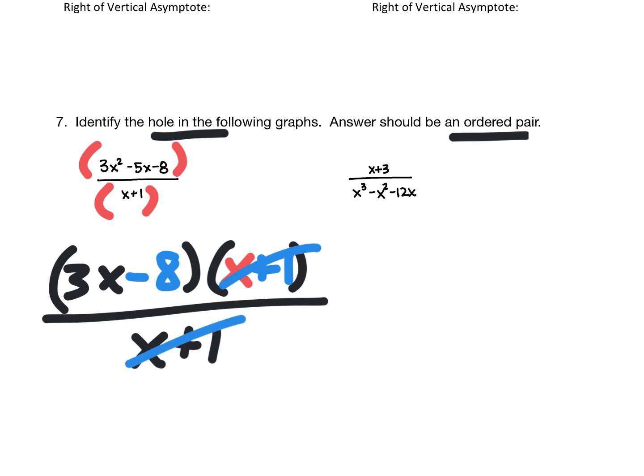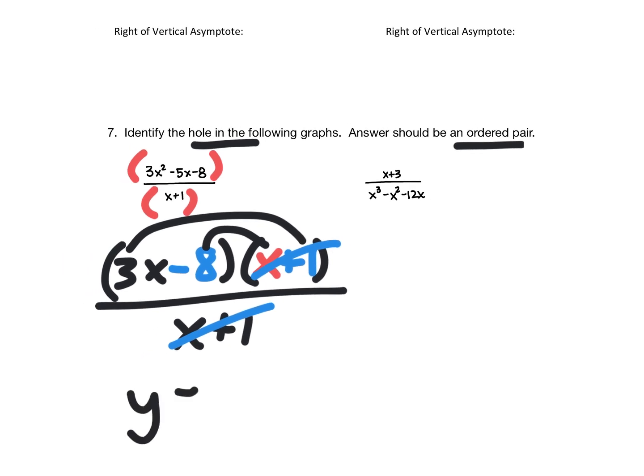All right, but this does actually factor out properly. This makes negative 8x. This makes positive 3x. Together they make negative 5x, which is what we want. Okay, so I'm going to write the resulting function. After that stuff cancels, I have y equals 3x minus 8.